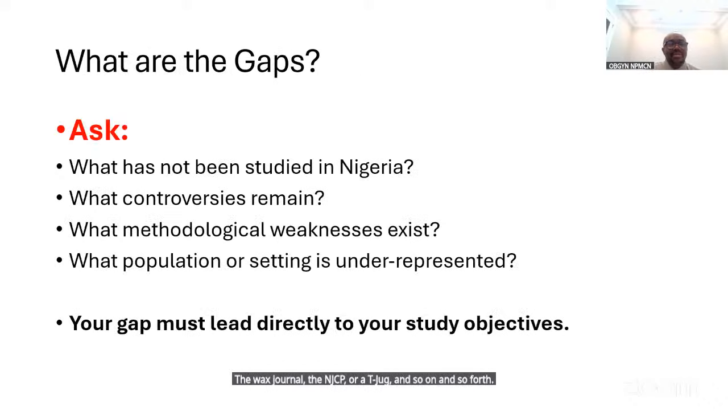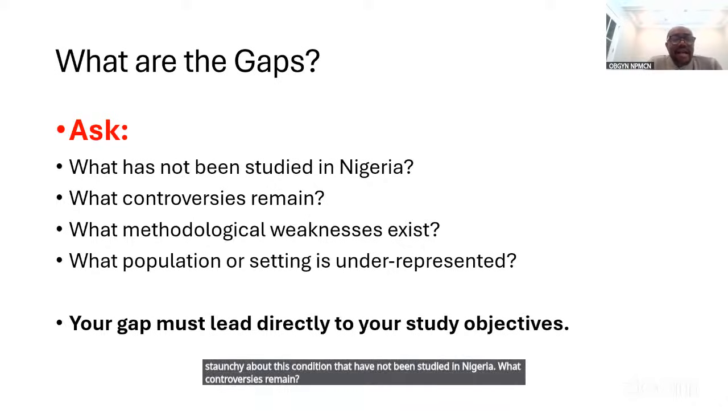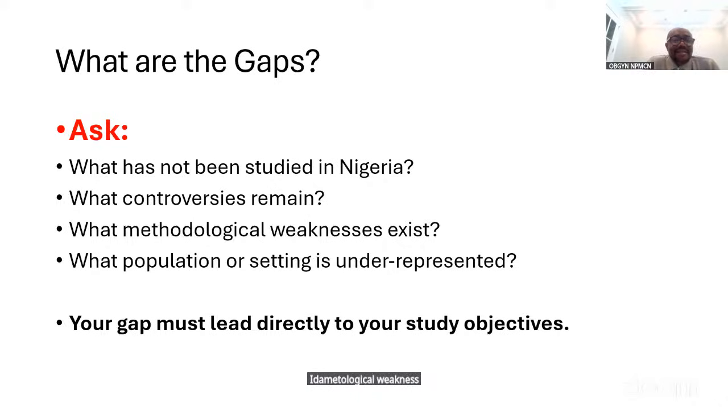So what are the gaps that you think you might find? What has not been studied in Nigeria? Is there anything about this condition that has not been studied in Nigeria? What controversies remain? Are there methodological weaknesses? And is there any population or setting that is underrepresented?